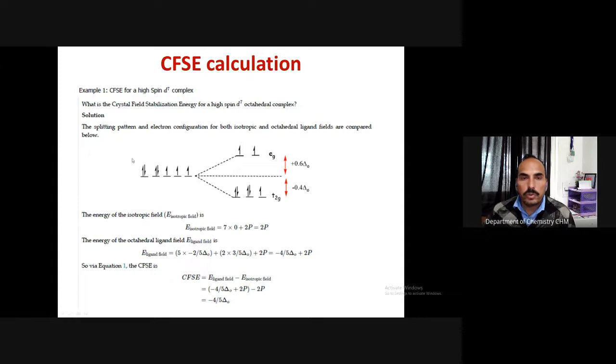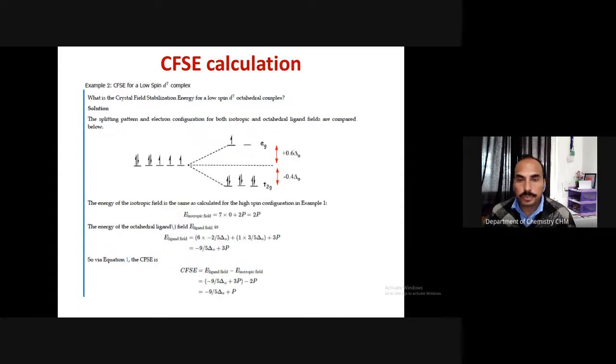Now what do you have to do to find CFSE? E ligand field minus E isotropic field, right? So ligand field minus isotropic field. So this minus this, effectively you get minus 4 by 5 delta O, right? If you use this method, I am telling you, you will never make a mistake in calculating CFSE.